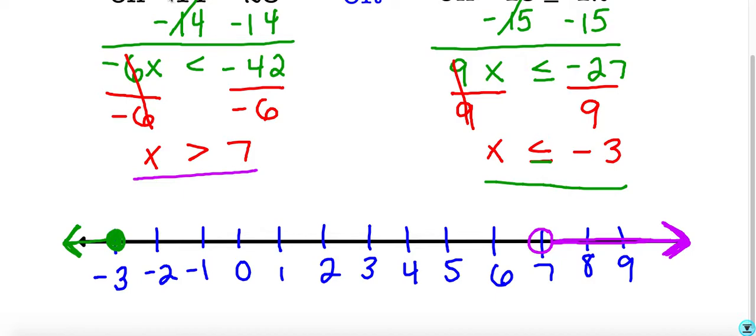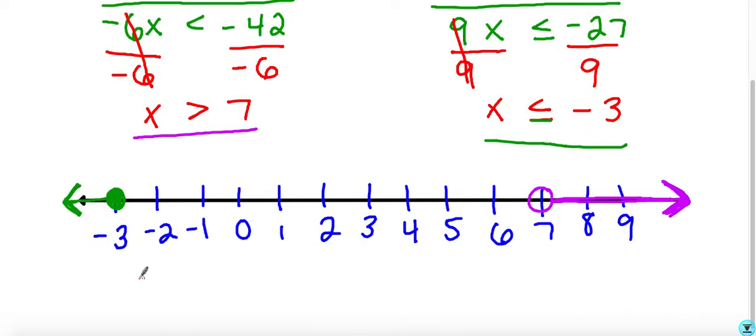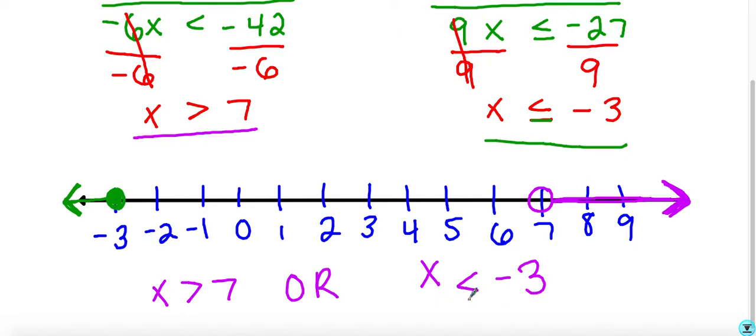Now here you'll notice that our inequalities are shaded in two opposite directions. And that's okay because we have an OR statement. So x could either be a solution here or here because it could be one or the other. So our solution is x is greater than 7 or x is less than or equal to negative 3.